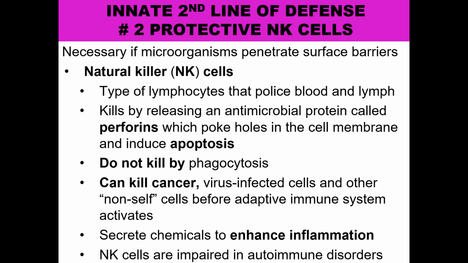NK cells do not kill by phagocytosis. Right? They only kill by releasing these proteins that punch the holes in the cell membrane and then induce the cell to die. Interestingly enough, NK cells can kill cancer cells, virus cells, and other non-self cells. So they're very important. They also secrete some chemicals to enhance the inflammatory response, which we'll talk about coming up.